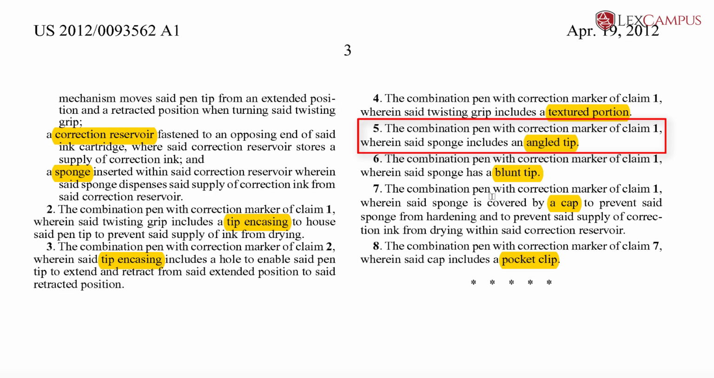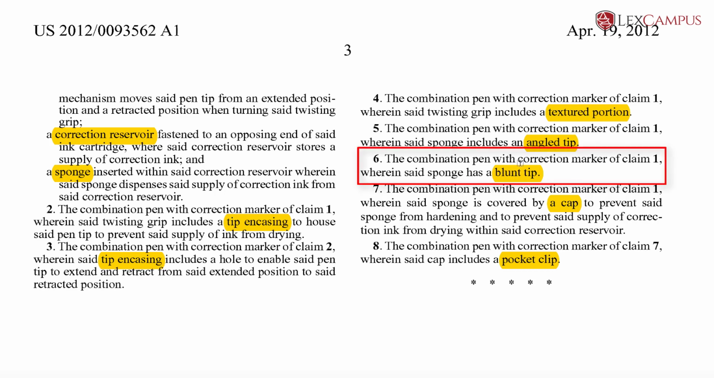5. Combination pen with correction marker of claim 1, wherein said sponge includes an angled tip. So the sponge is the limitation. You had seen that in the main claim there is a sponge. So this claim 5 is a limitation to the sponge. What is the limitation? It includes an angled tip. So when you say it includes an angled tip, it also has other things in it. So the sponge also has other things. It includes an angled tip. Now claim 6 is a connected claim. The claim 5 goes back to claim 1. Okay, and not to claim 2 or claim 3, because claim 2 and 3 are limitations on twisting grip, whereas claim 5 and 6 are limitations on the sponge.